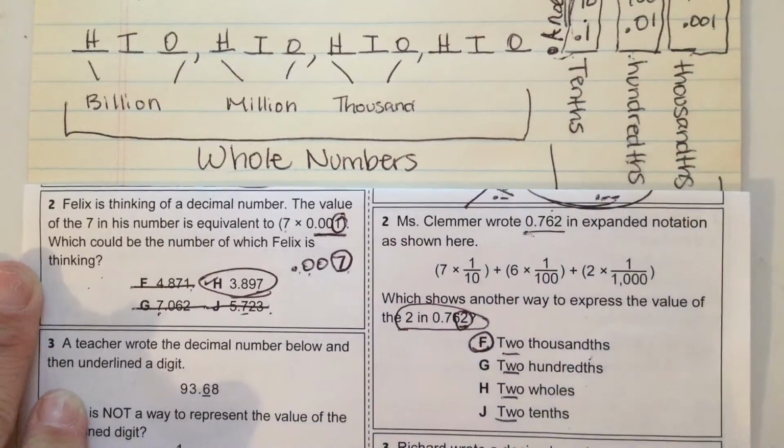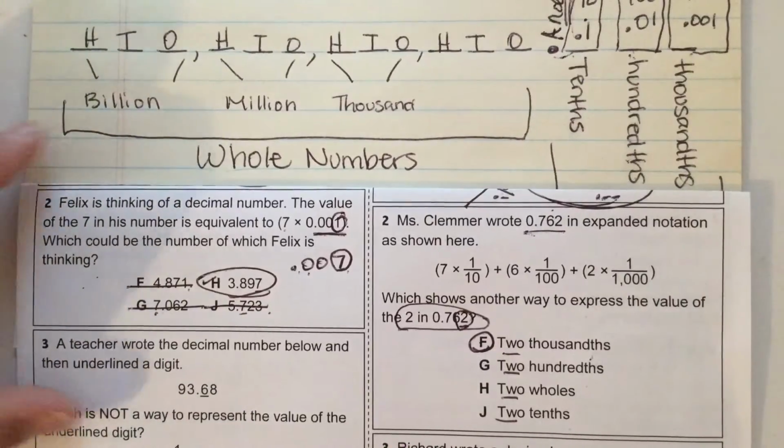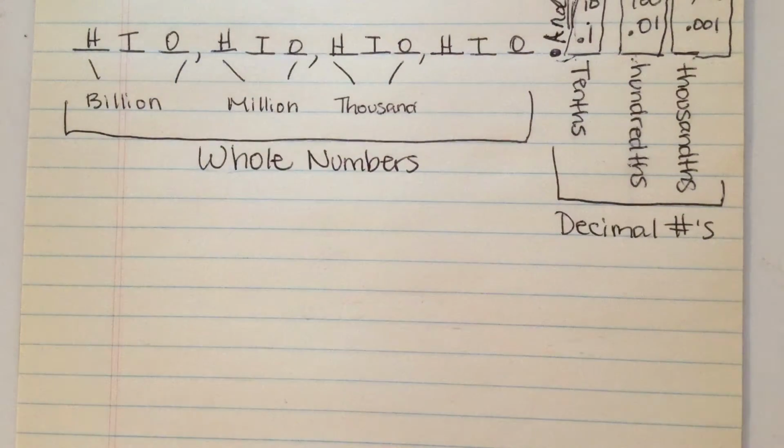Okay, the answer was F. It's in the thousandths place. All right, let's look at number 3.